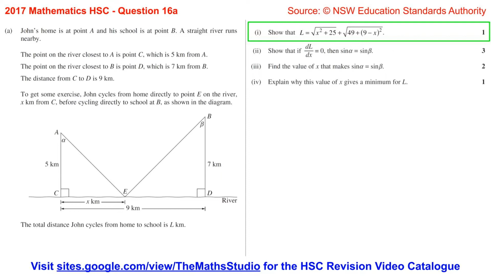To get some exercise, John cycles from home directly to point E on the river, x kilometers from C, before cycling directly to school at B, as shown in the diagram. The total distance John cycles from home to school is L kilometers. Part 1. Show that L equals the square root of x squared plus 25 plus the square root of 49 plus (9 minus x) squared.